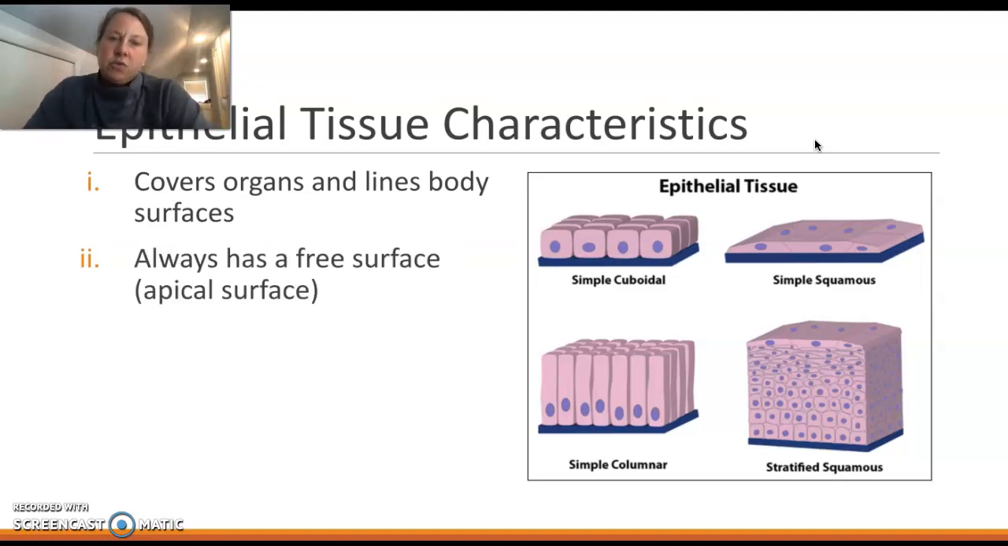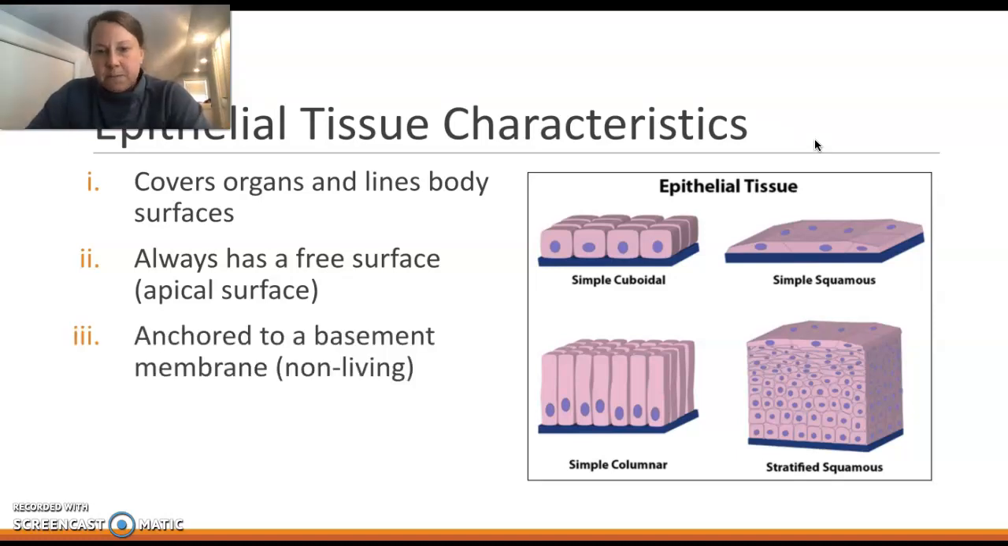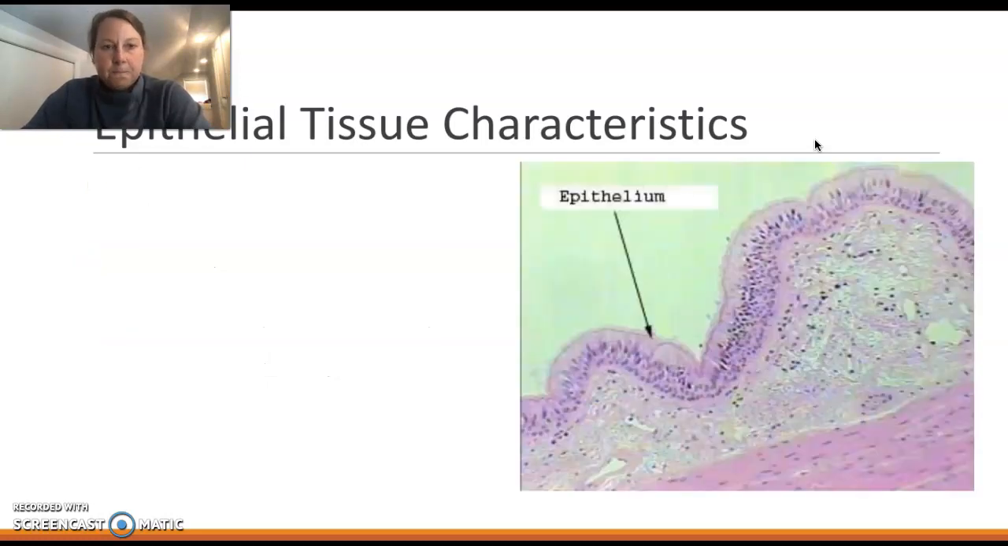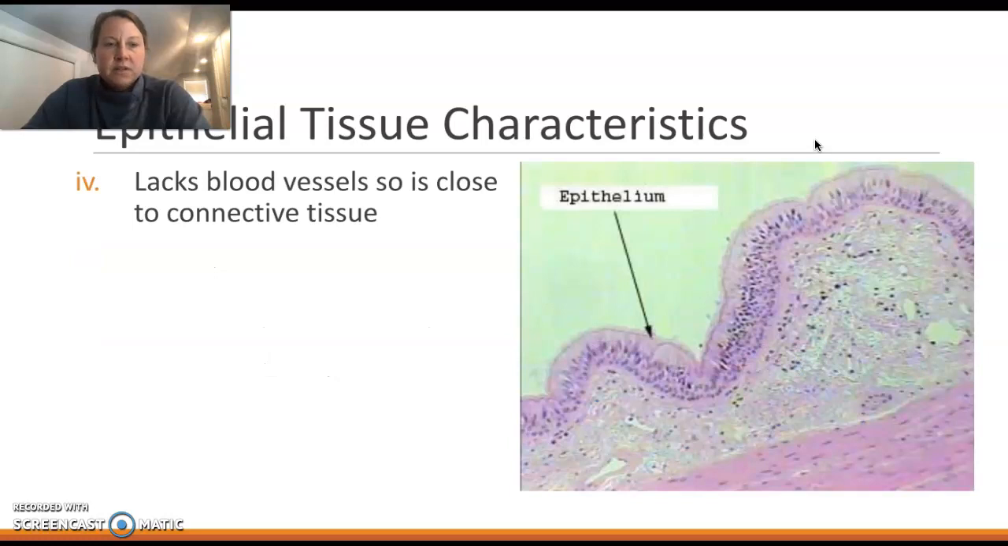Okay, so in epithelial tissue there's always a free surface, and that's known as the apical surface. The other surface, on the other side, is going to be anchored to a basement membrane, and that membrane is non-living. A couple more characteristics of epithelial tissue is that it lacks blood vessels, so it lacks blood supply. If we think about our skin, if this is epithelial tissue, we don't want that blood supply all the way on the outside, otherwise that could cause damage and bleeding, and that would not be good.